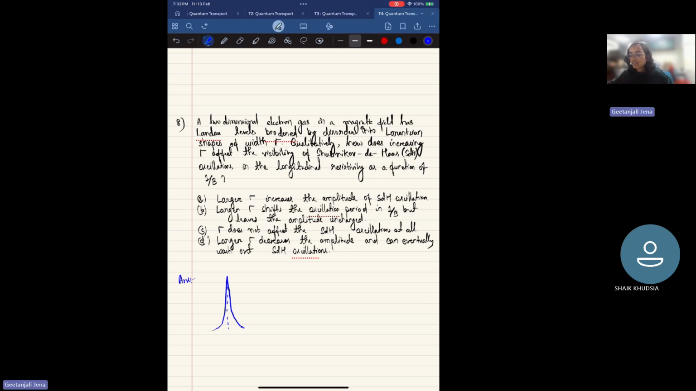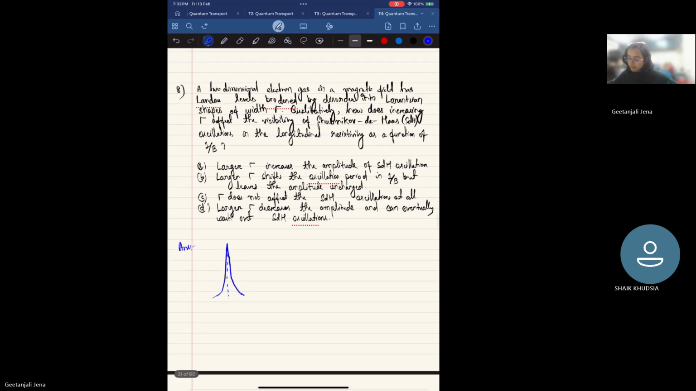So here we are introducing more disorder into the system, and because of the disorder, the Landau levels are now spreading out. So the density of states will now spread. Then according to you, what do you think, when we increase the disorder, what will happen to the SdH oscillation? Option A. So let us see in detail and let me know if you have any doubt.